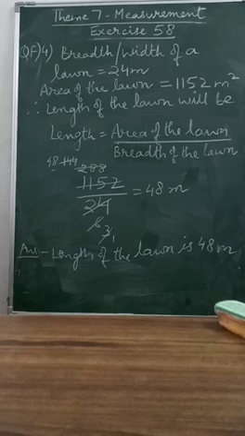Okay, so in the question they have given you the breadth or the width. Both means the same thing. So the breadth or the width of the lawn is 24 meters. Area of the lawn is 1152 meter square, and they are telling you to find the length. So therefore length of the lawn will be, we are going to use the formula length is equal to area of the lawn divided by breadth of the lawn.